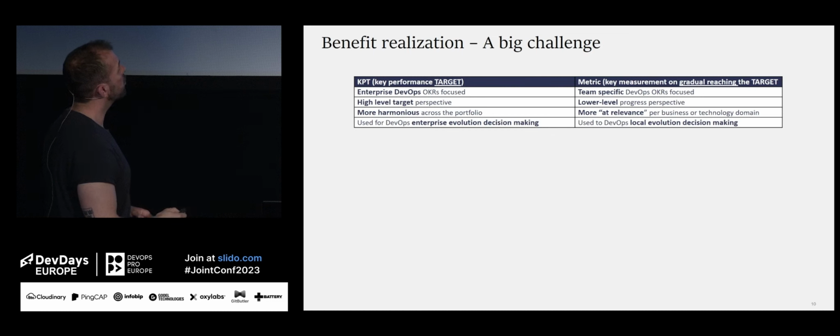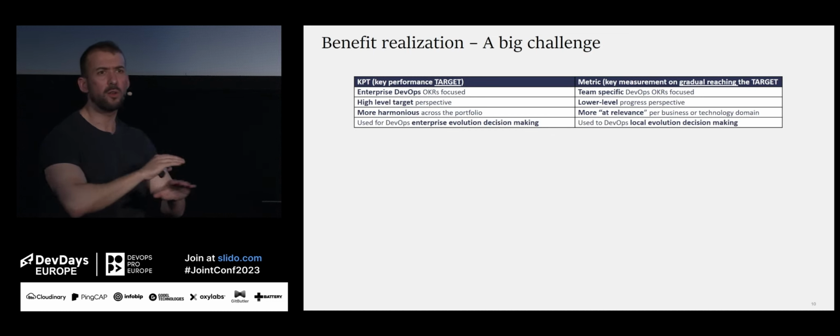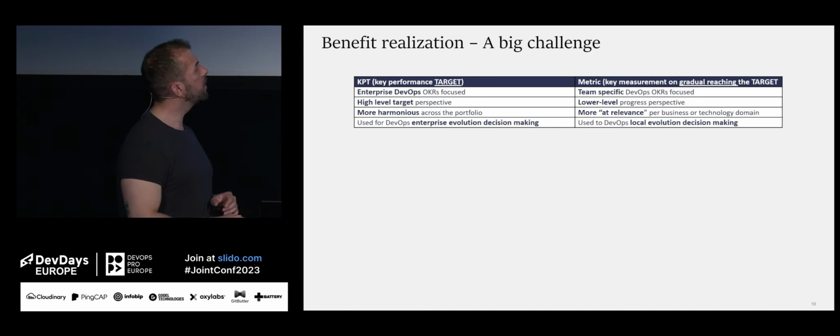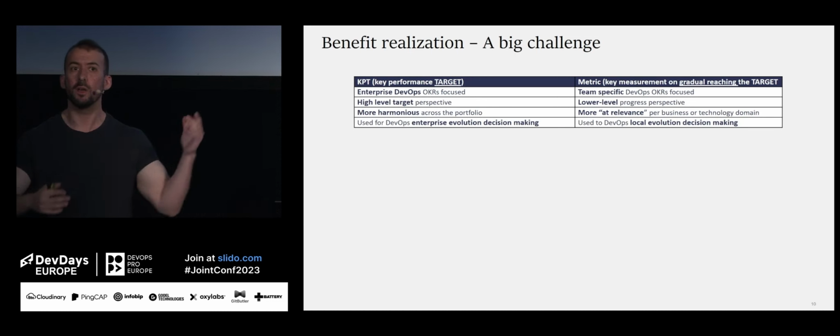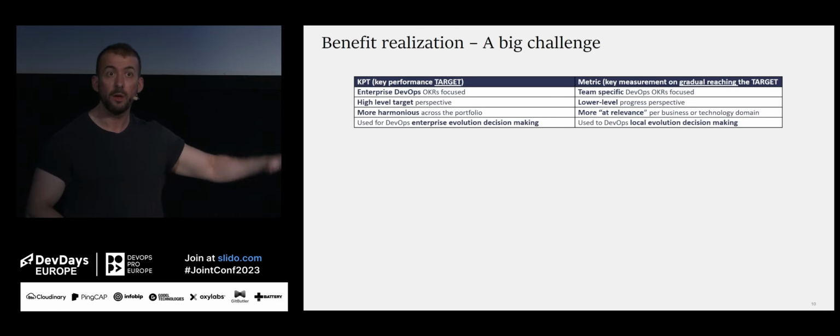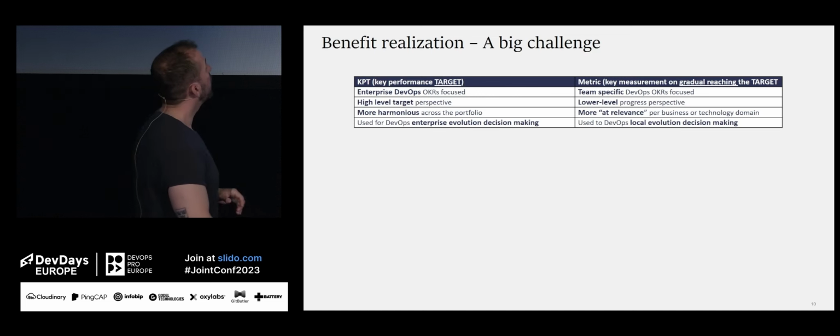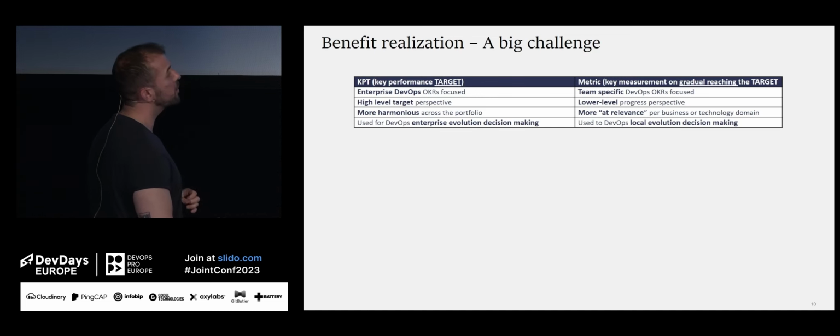These are harmonious across your portfolio. So these 10 things that look alike are custom and are based on relevance and speed. That's why I mentioned in the beginning that the relevance is hitting all your operating model. And then this is used for evolution decision making.